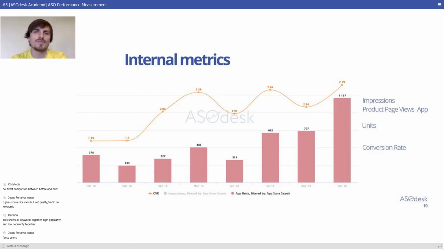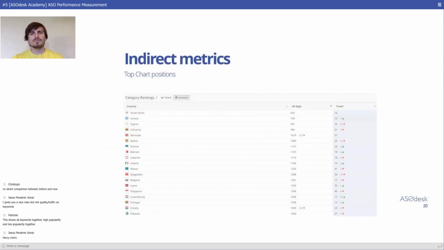This is, let's say, the most important data. It doesn't mean that the previous external metrics are not important, but internal metrics show us the influence of the external metrics on the real changes of the app analytics on the store. Among these external and internal metrics, we have indirect metrics, which are top chart positions. There are a lot of other indirect metrics which are not that important. However, in some cases they play a role.